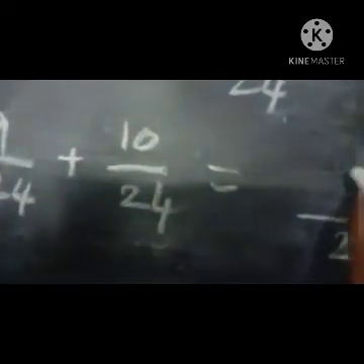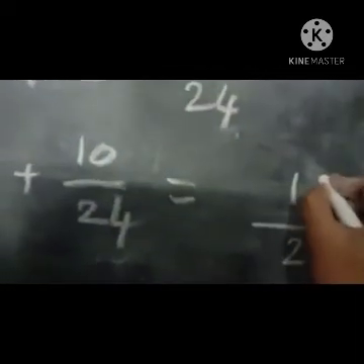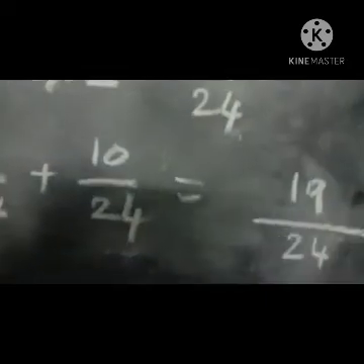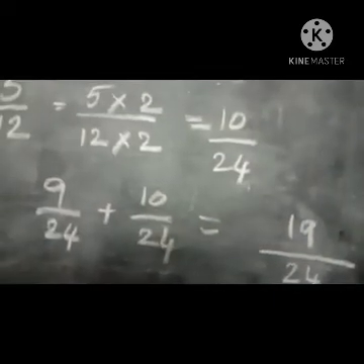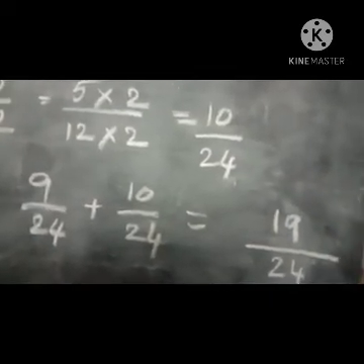9 plus 10 is equal to, yes, very good, 19. So what is that number? 9 by 24 plus 10 by 24 is equal to 19 by 24.